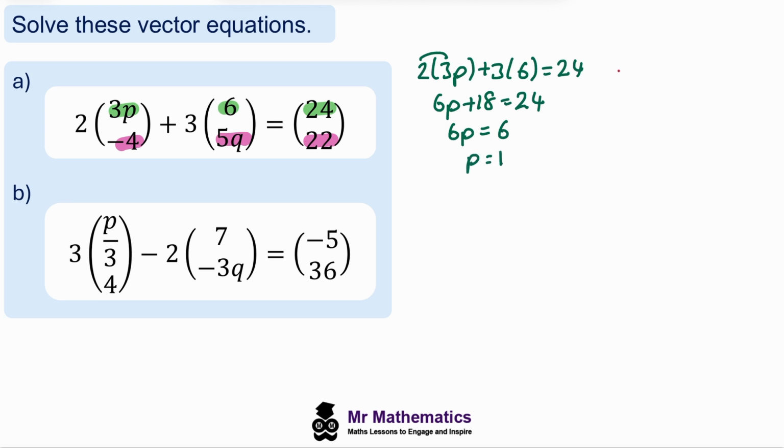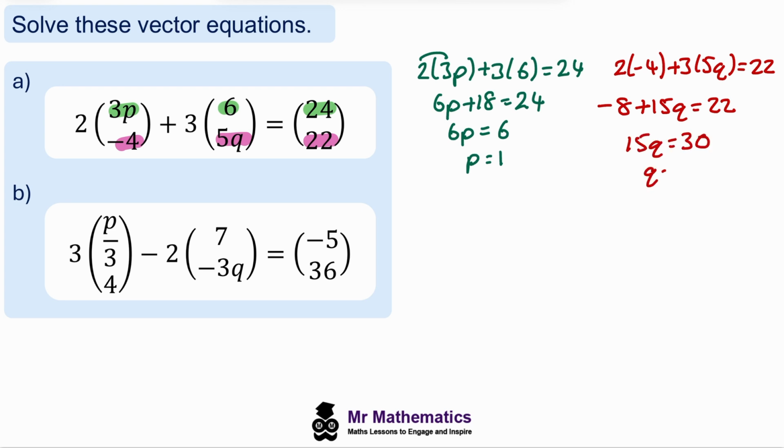And from the vertical components, we'll have 2 lots of negative 4, 3 lots of 5q, and that will equal 22. So negative 8 plus 15q will equal 22. 15q will equal 30, so q must equal 2. Do you want to give question B a go? You can pause the video and come back when you're ready.